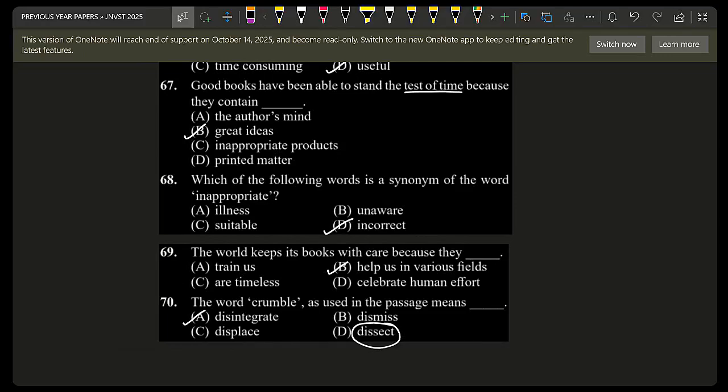Sir, one more. What is the meaning of celebrate human effort? Come again. Celebrate human effort. In questions it is there or in the passage? 69 D. Celebrate human effort means suppose humans are making great effort in taking care of the books. To celebrate that, we are keeping the books.